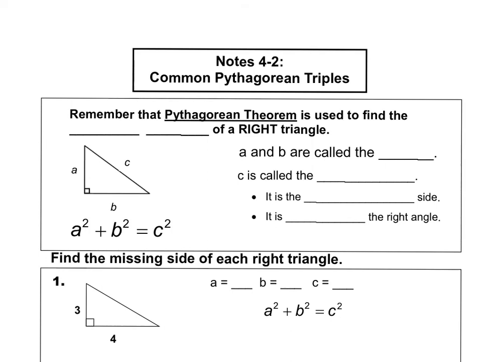Today we're going to talk about common Pythagorean triples. Remember that the Pythagorean theorem is used to find the missing side of a right triangle. A and B are the sides that form the right angle, and they are called the legs. C is called the hypotenuse. It is also the longest side, and it is opposite the right angle.